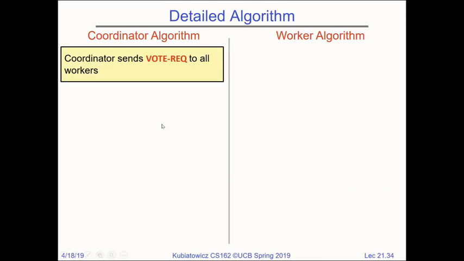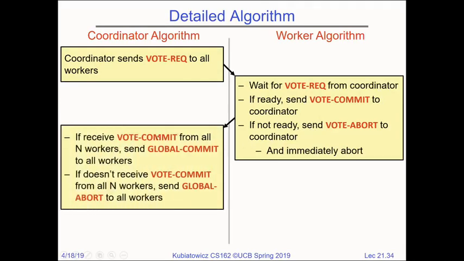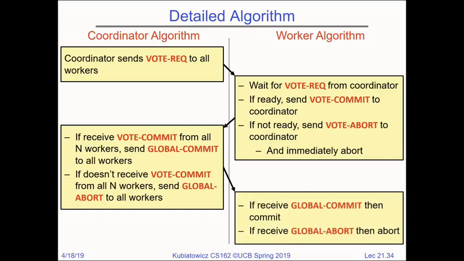So the coordinator, there's a special coordinator, sends a vote request to all workers. All the workers wait for the vote request, and then if they're ready, they send vote commit, and if they're not, they send vote abort and immediately abort. Okay? If the coordinator gets a vote commit from all the n workers, it sends a global commit to all workers, and if it doesn't, it sends a global abort. And then eventually, if you get a global commit, then we commit, and if you get a global abort, you abort. This back and forth is designed to make sure that everybody decides to do the same thing.